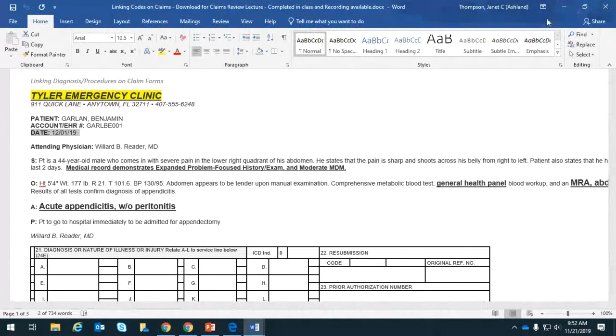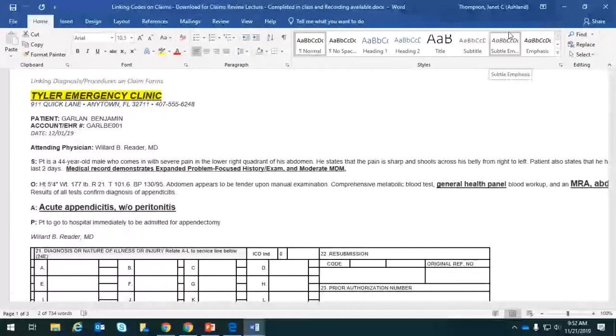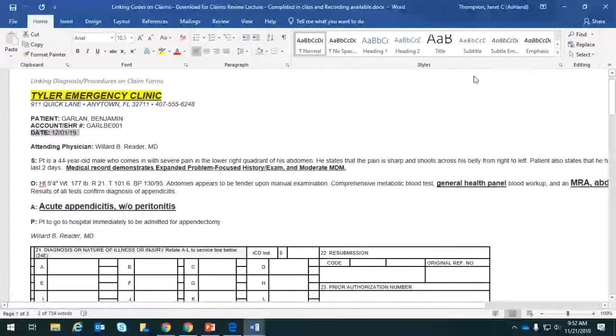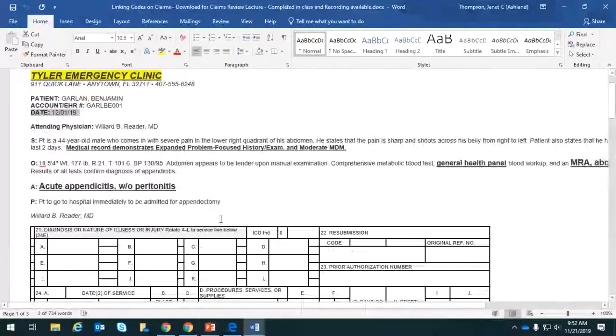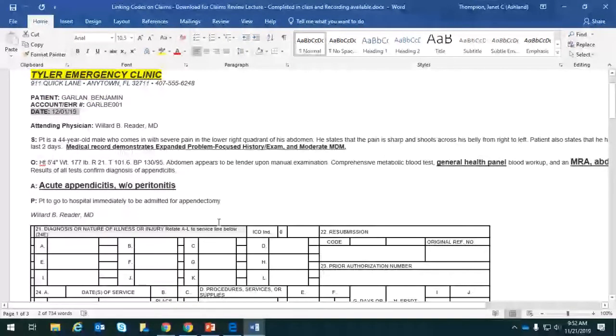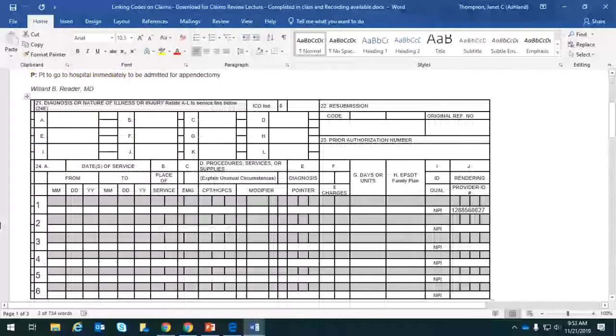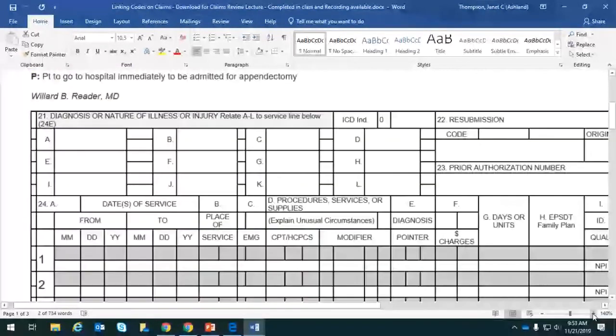So take a moment to determine this level of E&M service. And we should come to code 99283. So that's our first procedure code. So I'm going to bump up my zoom here.